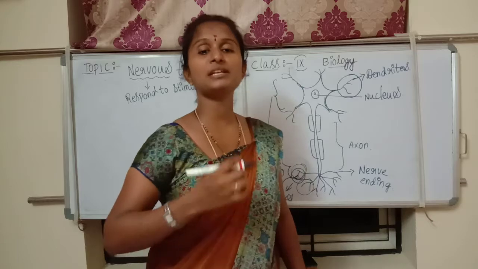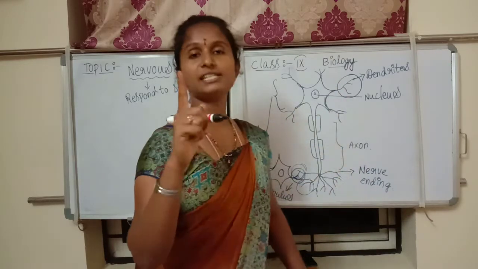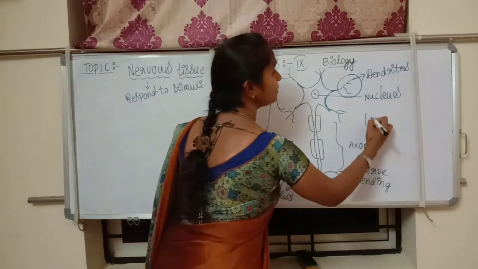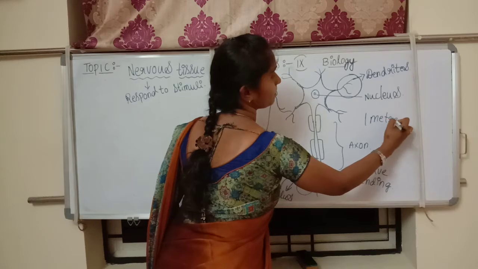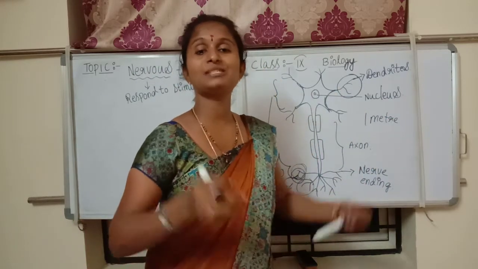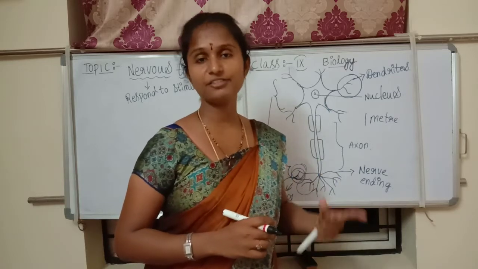An individual nerve cell may be up to a meter long. Each nerve cell can have a length of 1 meter. Many nerve fibers bind together by connective tissue and make up a nerve tissue.